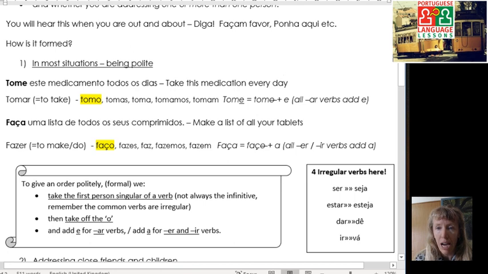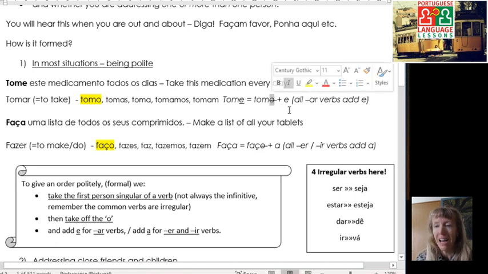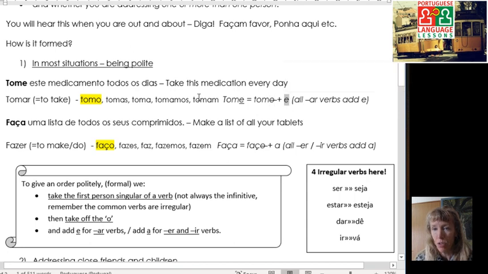Okay. So how do I make this tome? So this is coming from the root verb tomar. And so thinking about how I change it in the present tense, I go tomo, tomas, toma, tomamos, tomam. And I make tome by taking that first form, tomo, I cut off the O and I add an E. So all of the verbs that in their root form end in AR, remember that's nearly all of the verbs, we switch that AR for an E.